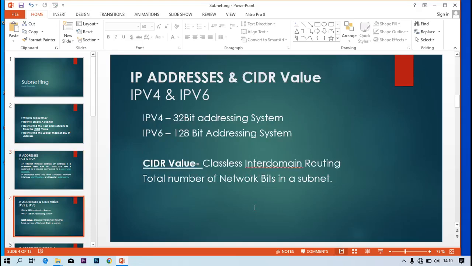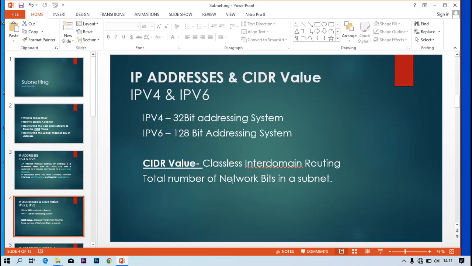IP addresses are basically of two forms. We have IP version 4, which is a 32-bit addressing system, and IP version 6, which is a 128-bit addressing system. We shall understand this in the next video as we go through the process of subnetting.